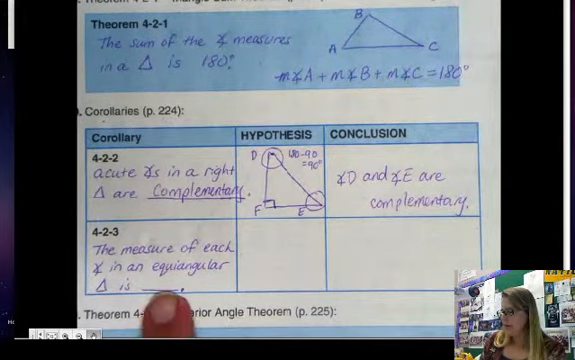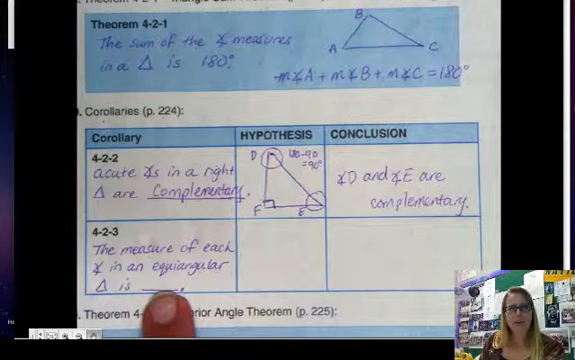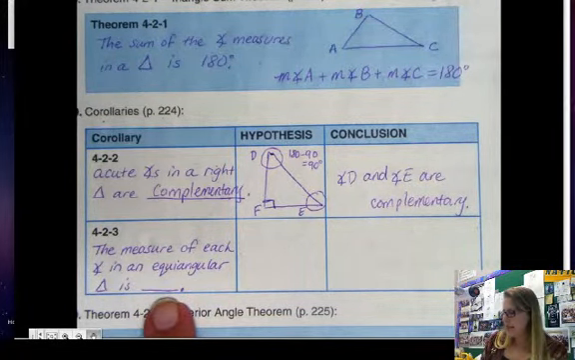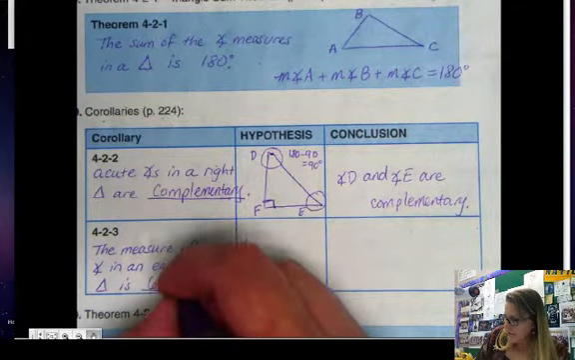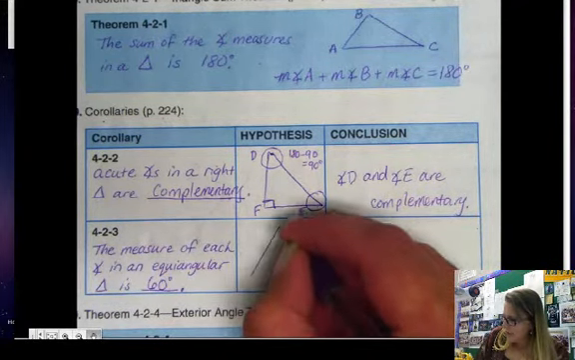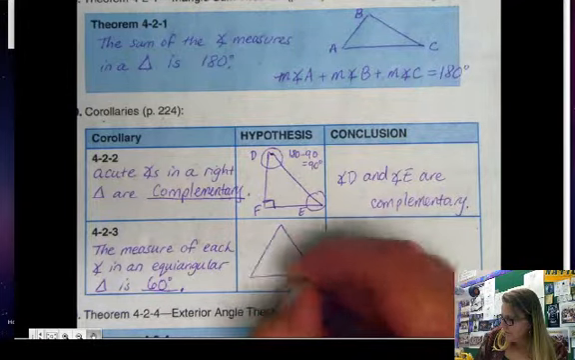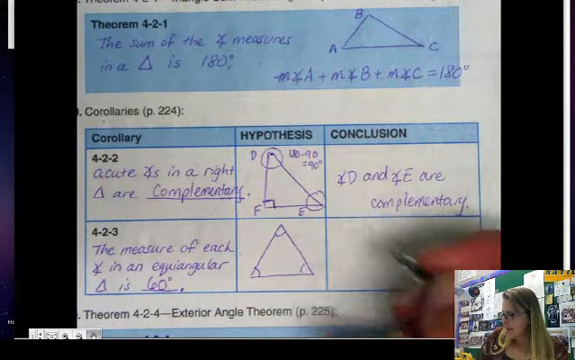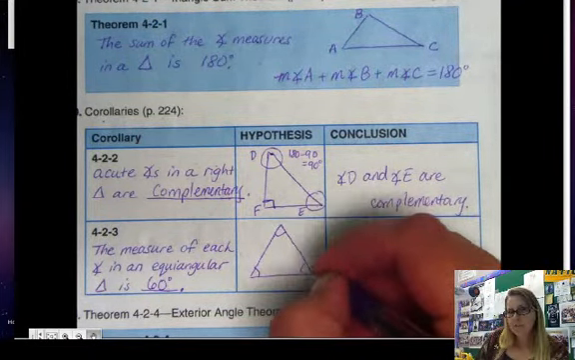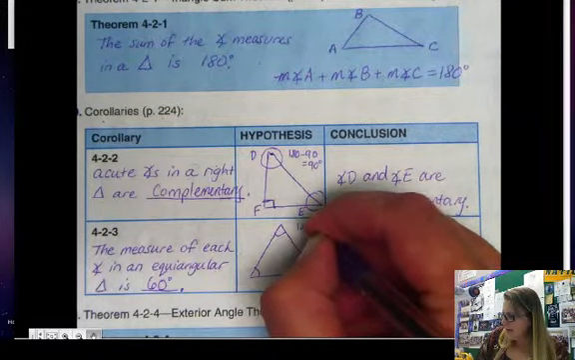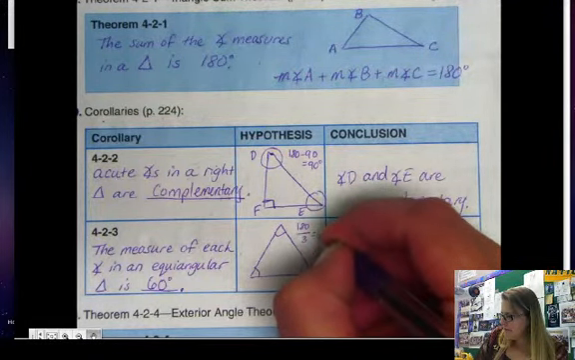And the other corollary that comes directly from the triangle sum theorem is this one here. The measure of each angle in an equiangular triangle is 60 degrees. So you can see that if we draw a triangle that's equiangular, then all of them are the same. So we'd have to take 180 and divide it by 3, which gives us 60.